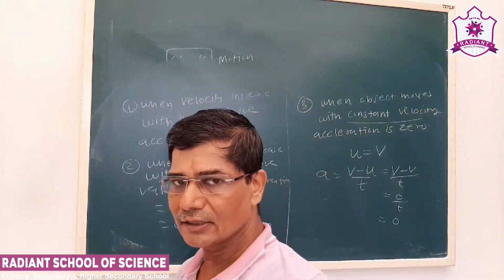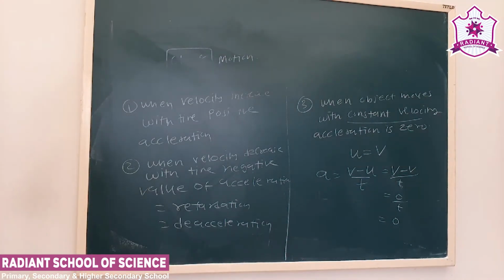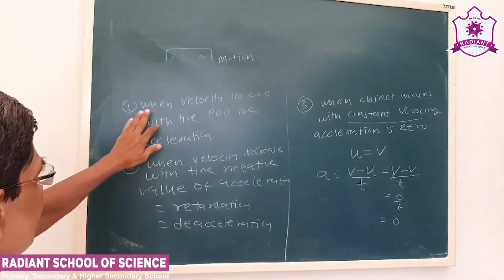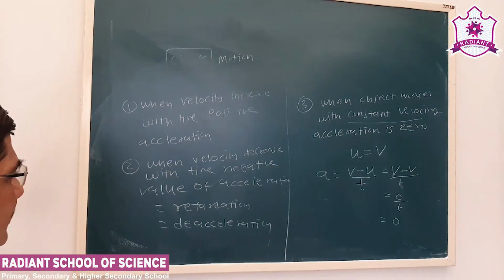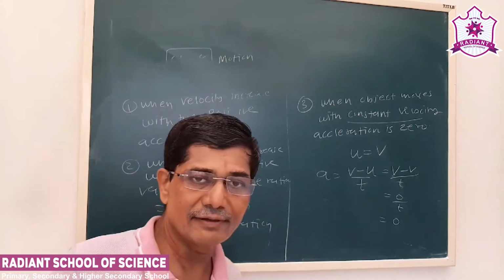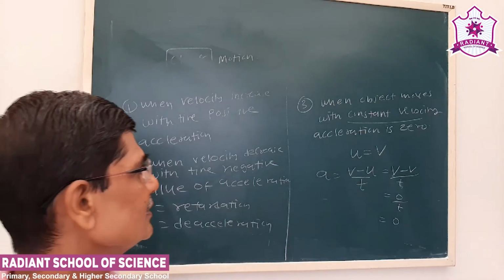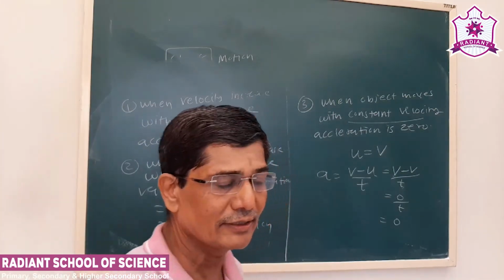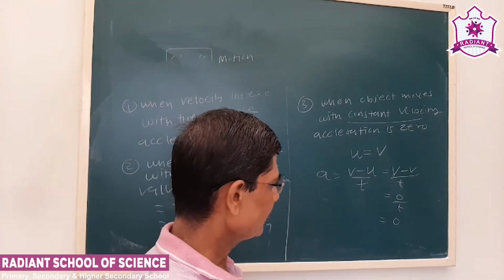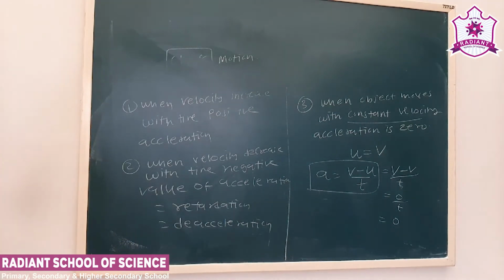What is acceleration? The time rate of change of velocity is called acceleration. The formula of acceleration is a is equal to v minus u upon t. When the velocity increases with the time, we have got positive value of acceleration. When the velocity decreases with the time, we have got negative value of the acceleration. When object moves with a constant velocity, acceleration is 0. So we have to remember this formula: a is equal to v minus u upon t.